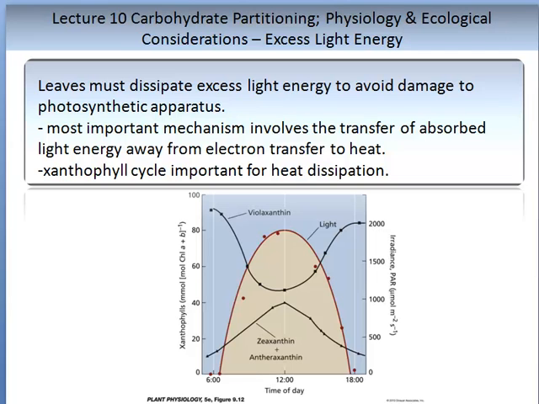In situations where plants are exposed to excess light energy, there are strategies employed by the leaves which enable them to get rid of or dissipate the excess energy, and this stops the plant being exposed to damage to the photosynthetic apparatus. Most important mechanisms involve the transfer of absorbed light energy away from the electron transport, so the energy then is converted into heat. The xanthophyll cycle is important for heat dissipation.